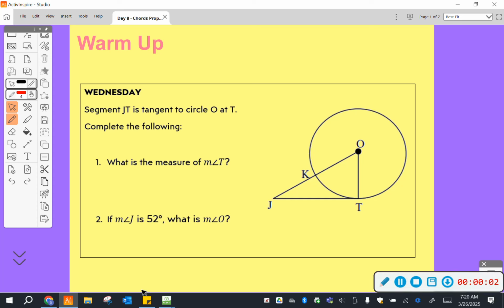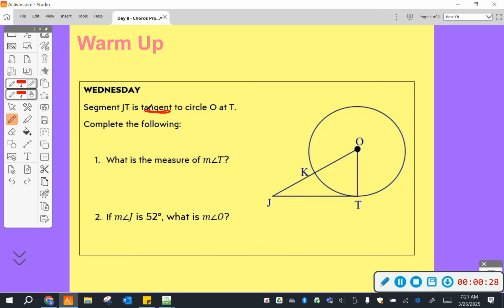All right, if I can have your attention, this problem says segment JT is tangent to circle T at O. Complete the following. What is the measure of angle T? Why is it 90 degrees? If you have a tangent with a radius, do y'all agree that's a radius? And do y'all agree this down here is a tangent? If you have a tangent and a radius, every single time where they connect will be 90 degrees.